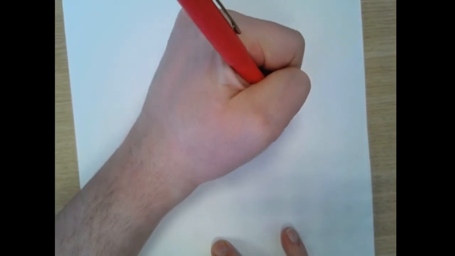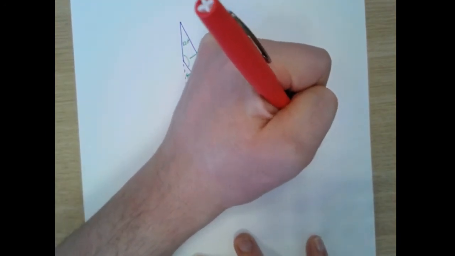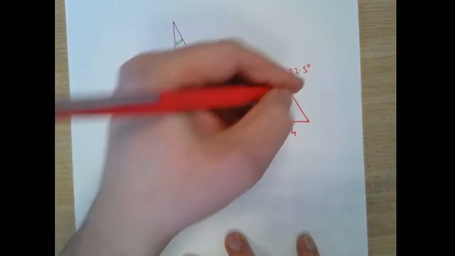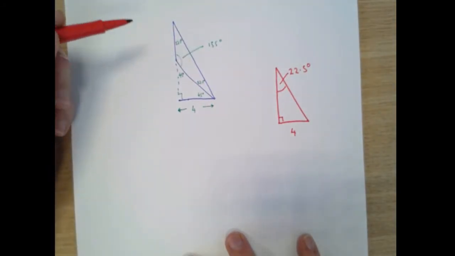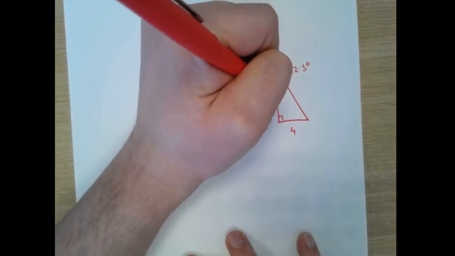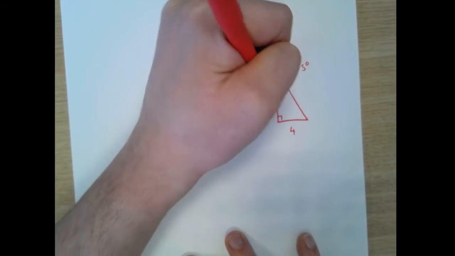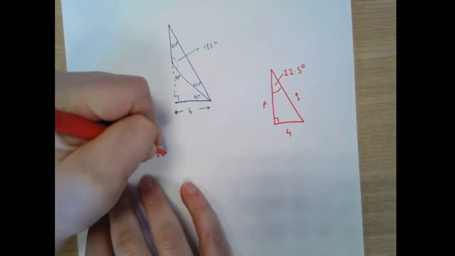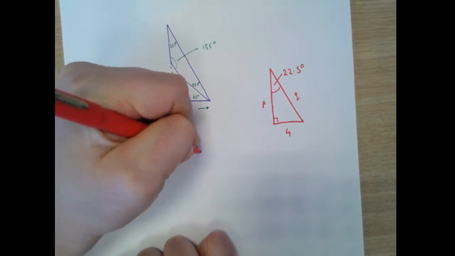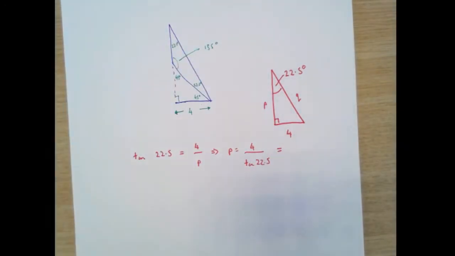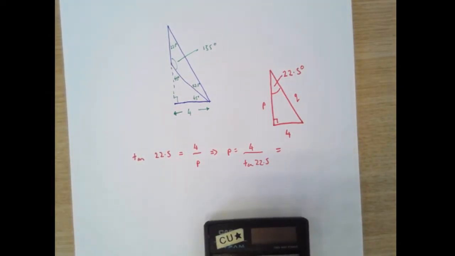One thing that I can do that makes it even simpler to look at is just ignore everything that I've drawn on the inside and just redraw it as this triangle here, right? That's the same big triangle with a right angle there. And so now we can work out this length and this length using trigonometry. Let's call them P and Q for just two unknowns. So tan 22.5 is opposite over adjacent, that's 4 over P. P equals 4 divided by tan 22.5. And if I get my calculator, just check that my calculator's in degrees, and then 4 divided by tan 22.5.